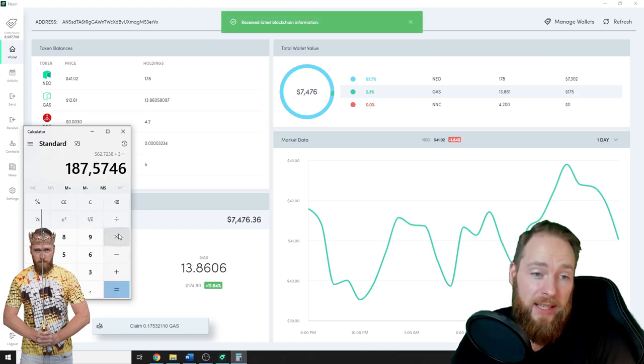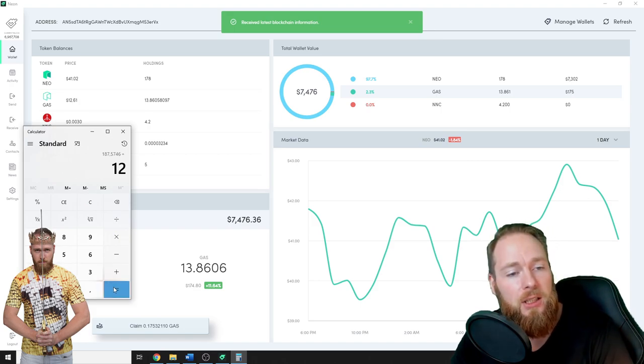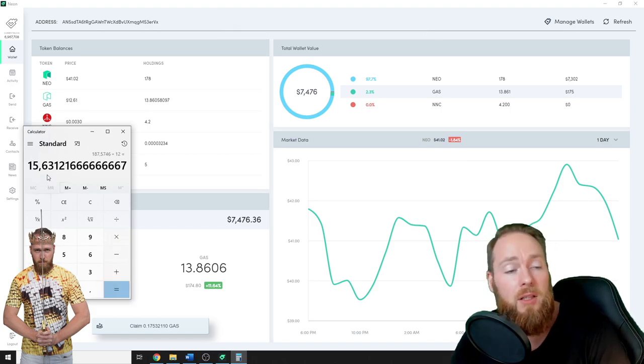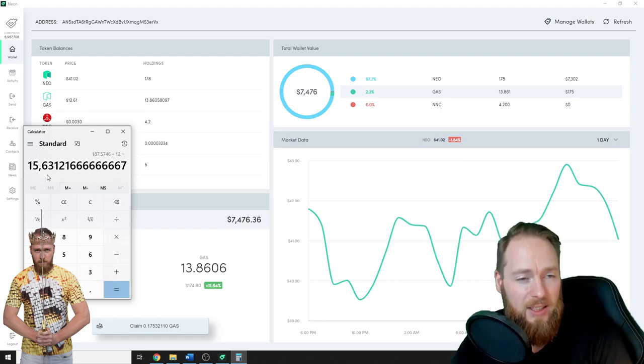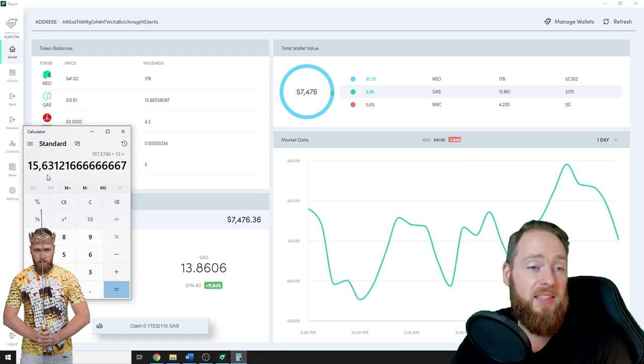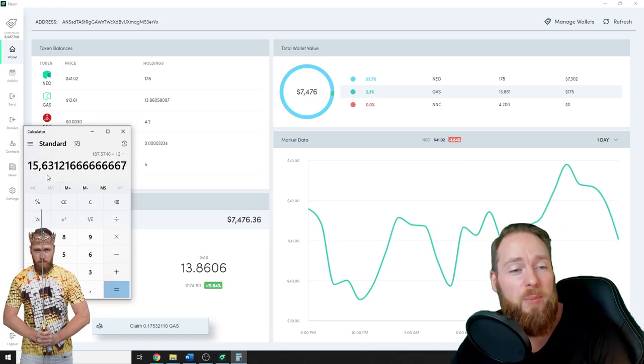It's $187 a year, and that's $15 a month that I actually made at this exact moment at this gas price. If gas increases, this will be more, but I already sold 30, so I cannot make any more money on that. I'm gonna also sell my 13 gas.